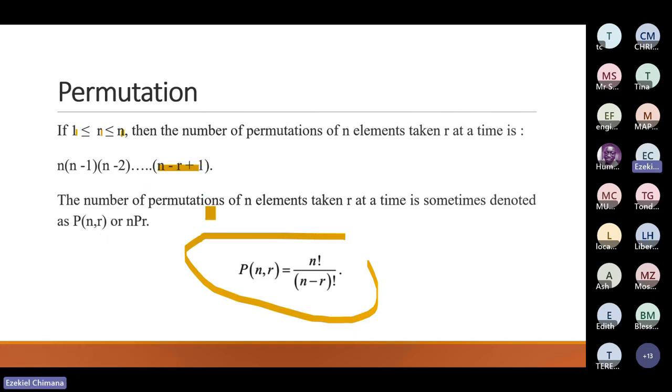The number of permutations of n elements taken r at a time is sometimes denoted by P(n,r) or nPr, which is this formula. Don't worry, this value will be given. What you do there is just n factorial over n minus r factorial. So what you need to do is identify which is your n and what is your r, and then just plug into this formula and get your answer.